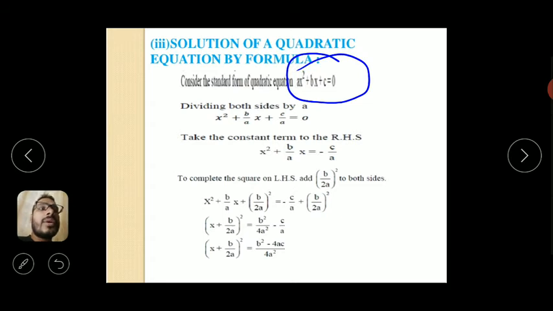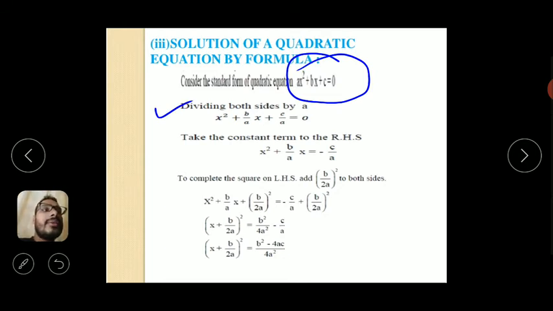First of all, ax square plus bx plus c equals 0. Here we have to apply the same completing the square method. Just look into the steps and you'll get to understand. Here, x square plus b by a x plus c by a equals 0. They have divided both sides by a. Why have they divided both sides by a?